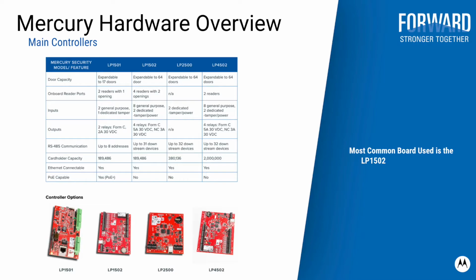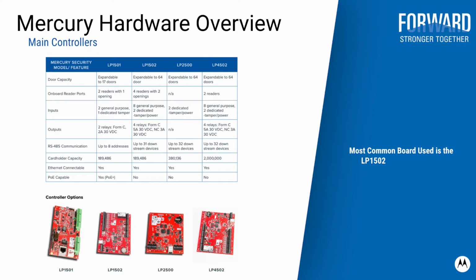So right here we have our main controllers for Mercury. First board we're going to look at is the LP1501. This is expandable up to 17 doors. It has 2 reader ports. You have 2 inputs. There's 2 outputs. It communicates through 485, and it is PoE capable.